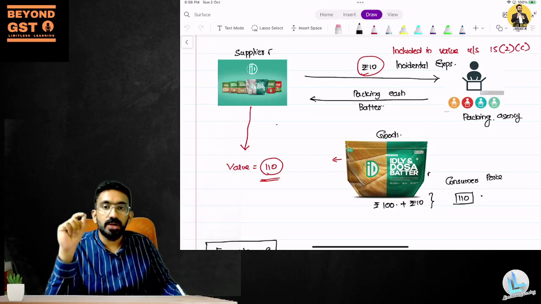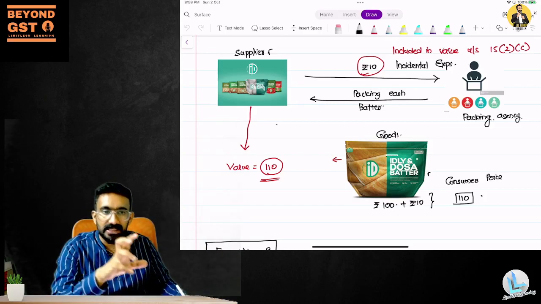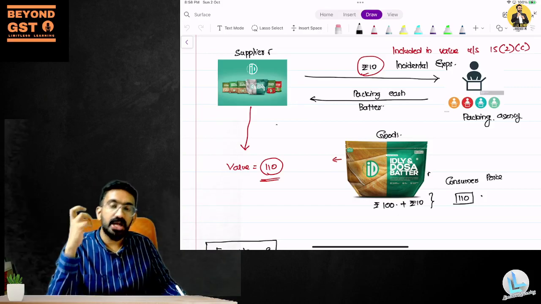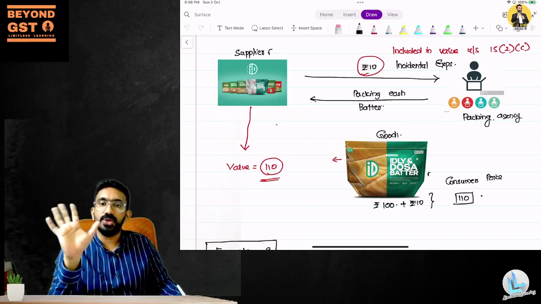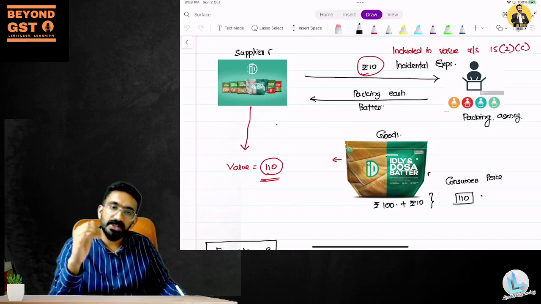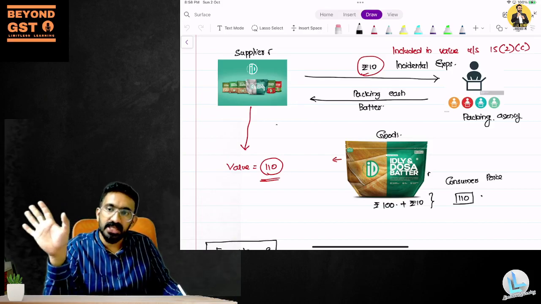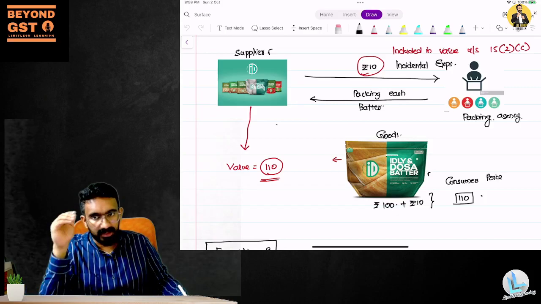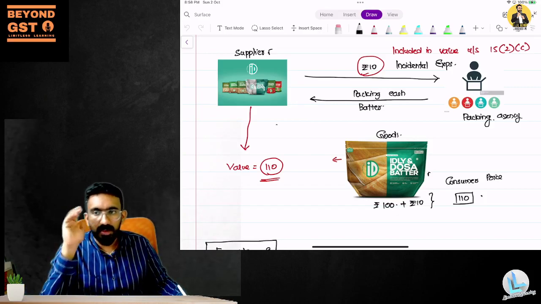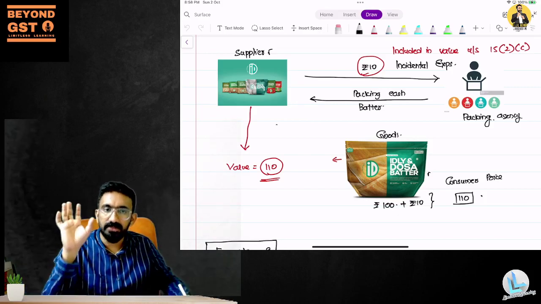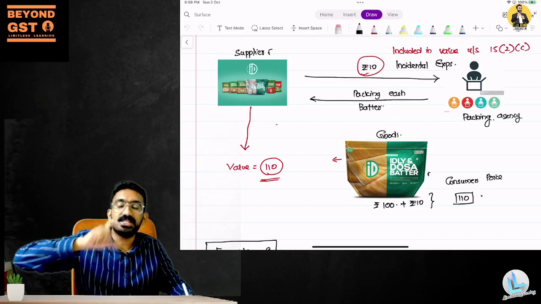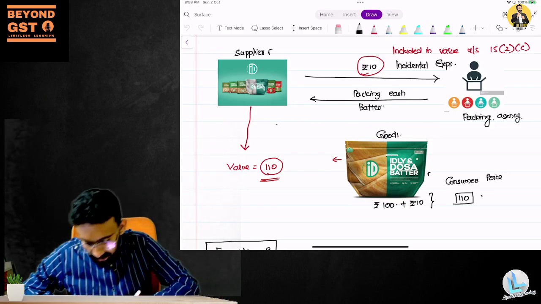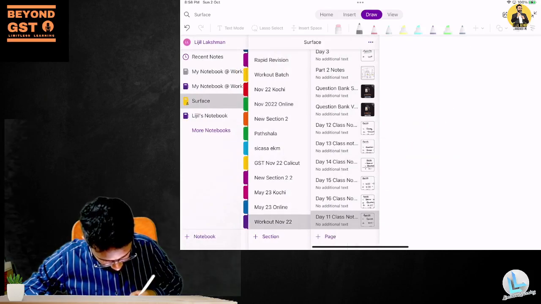Now the question is what will be the value of supply? So they're collecting 110 from the customer, but ID Fresh is saying no, no, no, my value is only 100. 10 rupees is a packing expense which I'm directly taking as a service from somebody else. So I should pay taxes only on 100. So what will be the value? It will be 110 only because this 10 rupees is an incidental expense under 15(2)(c). Now there are questions on that. We will try to solve a question immediately.